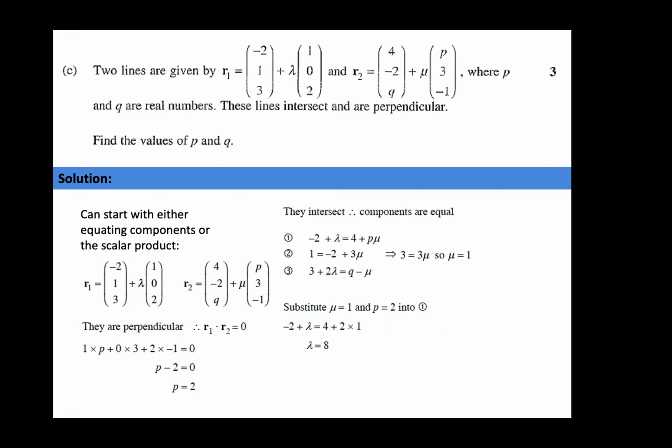Because they intersect, then we can equate their components. So we get 3 different equations. Negative 2 plus lambda is 4 plus P mu. 1 is equal to negative 2 plus 3 mu. And 3 plus 2 lambda equals Q minus mu. Solving simultaneously, we can see from equation 2 that mu is equal to 1. Using mu equals 1 and P equals 2, it's pretty easy to establish that lambda is 8, and substituting lambda equals 8 and mu equal to 1 in, we can find Q equals 20.